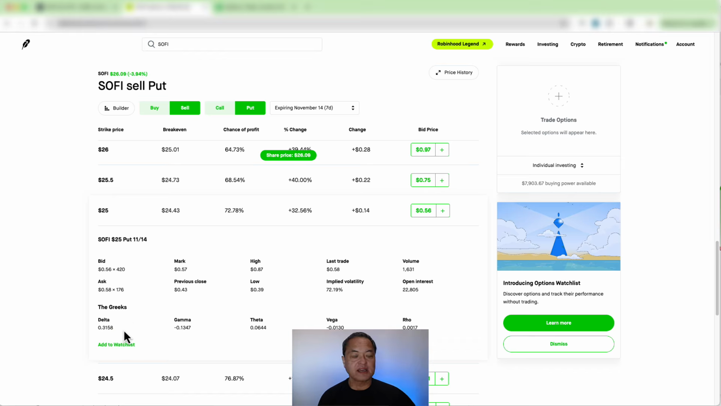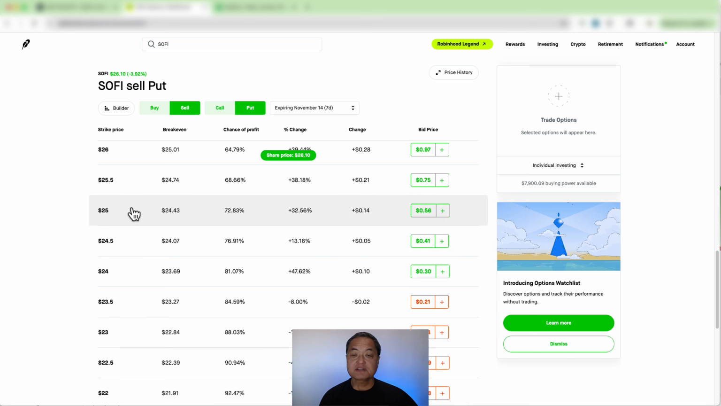So in this particular case, there's a 30% chance that the price will actually dip down low enough and reach this strike price. The other way to look at it is there's a 70% chance that it won't. But let's go ahead and take a look at the 24.50 strike price.